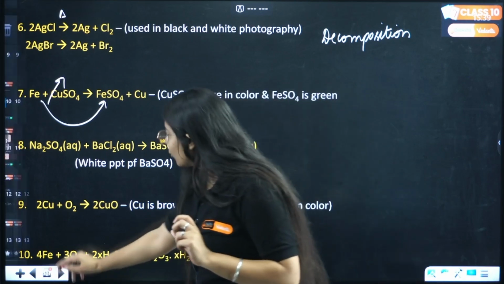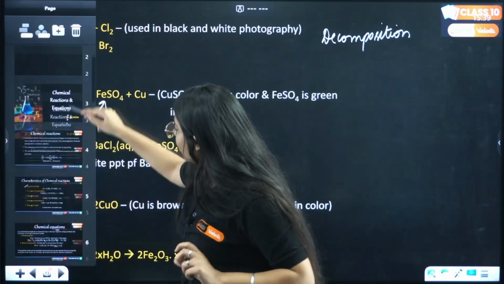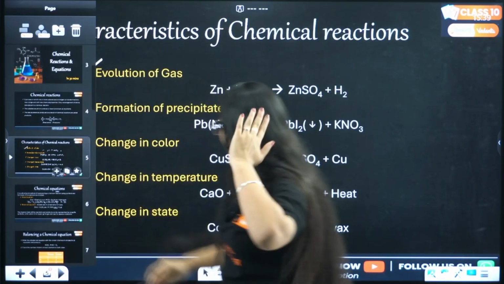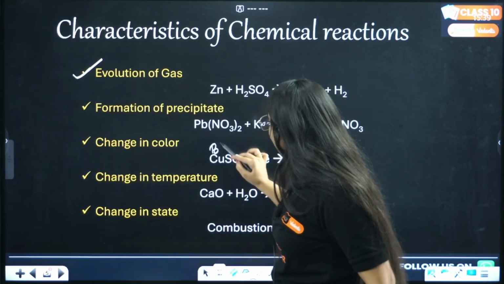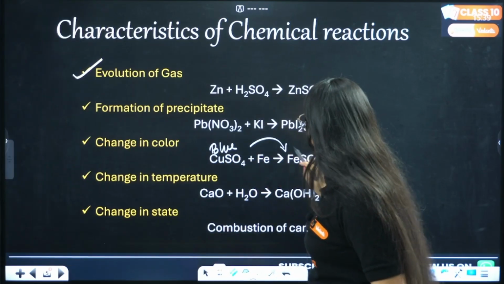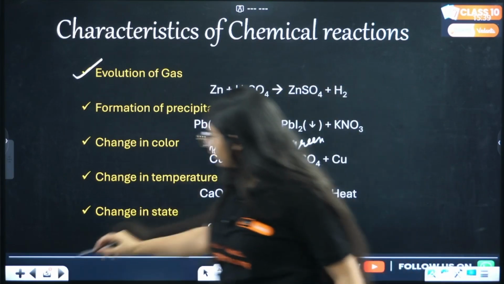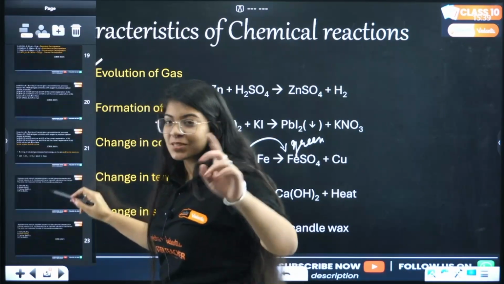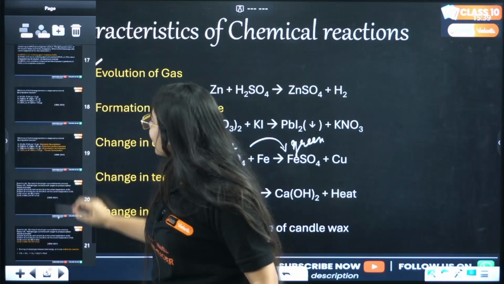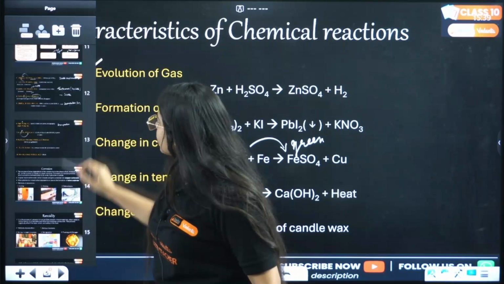Wait, I told you something wrong here, right? Yeah, here CuSO4 is blue and it got converted into FeSO4, that is green. I said brown, right? I got confused between the two. That is a mistake on my part. So sorry, so sorry. Okay, let's just do this quickly.